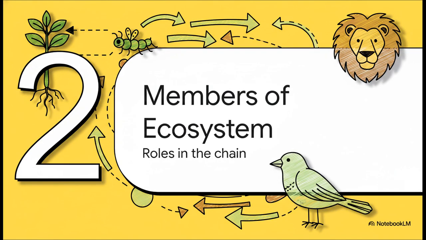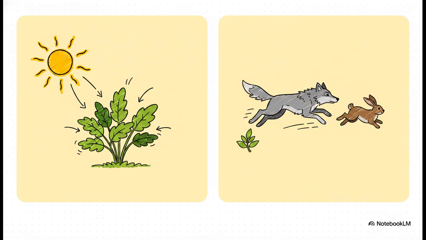Moving on to Section 2. Members of the ecosystem. Now, every plant and animal plays a super specific role in this biological hierarchy. We've basically got two main groups. On one side, we have producers. Scientists call them autotrophs. These guys are amazing because they actually make their own food using sunlight. Think plants and algae. They are the starting line.